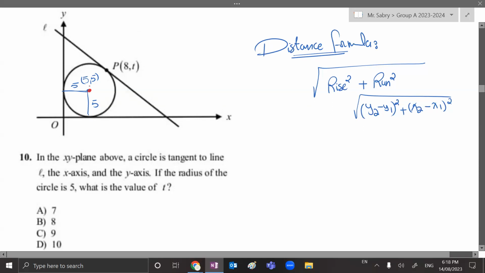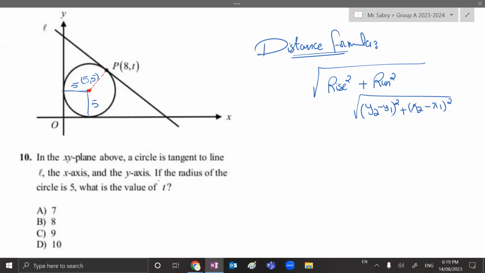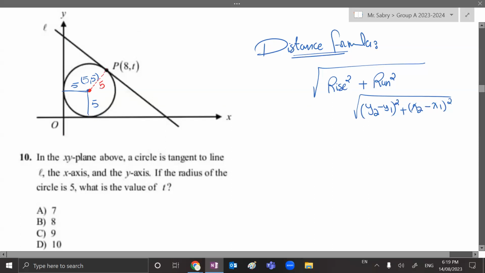What else? Because the radius is 5, then this distance must be 5 as well. From the center to any point on the circle is the radius. So this must be 5 as well. So I'll use this point and the distance formula to get what's missing. Because the distance between this point, which is 8 and t, and the other point, which is 5 and 5, should be equal to 5.